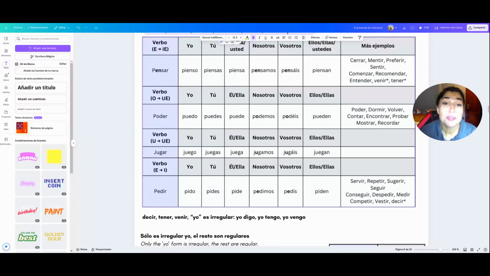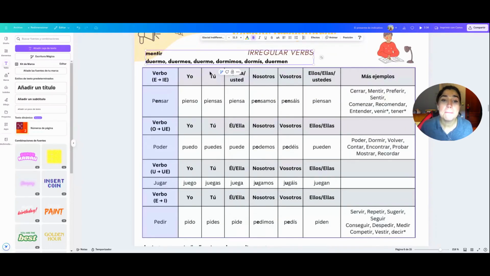Pedir, the E goes to I. Instead of pedo, it will be pido. For example, we're gonna do another one. Medir. Medir is to measure, okay? So instead of an E, it will be an I. Mido, mides, mide, medimos, medís, miden.